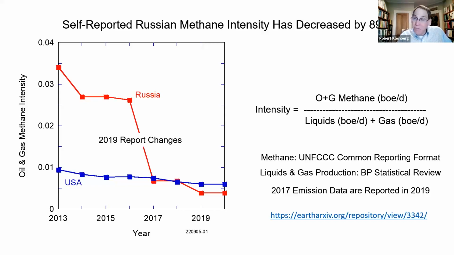Russia reports that its methane intensity has decreased by 89% between 2013 and 2019, 6 years. In 6 years, their methane intensity has decreased by 89%. Honestly, I don't find this credible. Like I say, there aren't any better numbers out there, but I mean, does anyone really believe this?